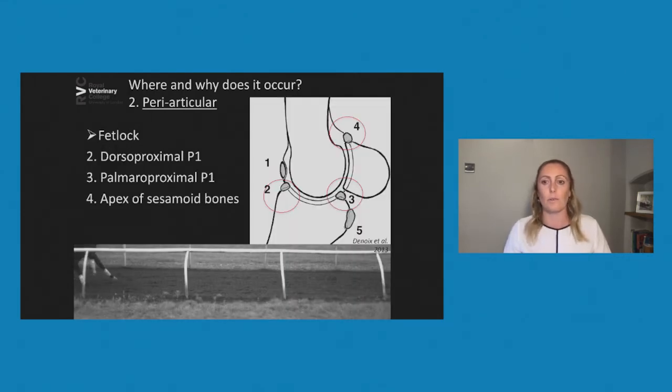Another predilection site for this type of osteochondral lesions is the dorsal aspect of the sagittal ridge.